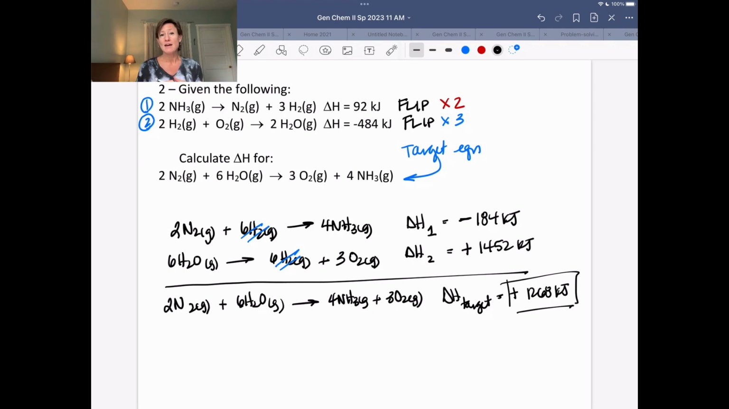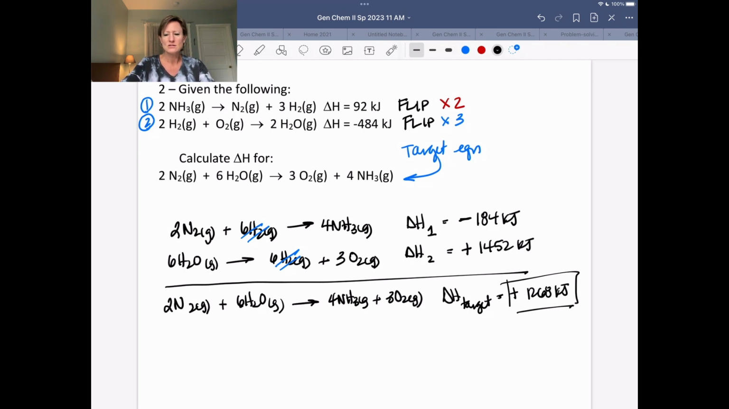Some of the things that can make a Hess's Law problem a little bit more challenging is maybe you are given sort of distractor equations. You're given a laundry list of equations, but maybe you don't need to use all of them. So that's something to think about as you're working through Hess's Law problems here.